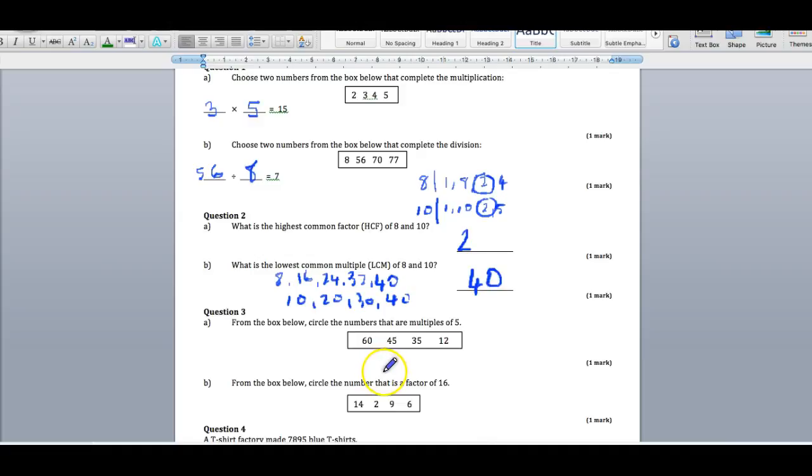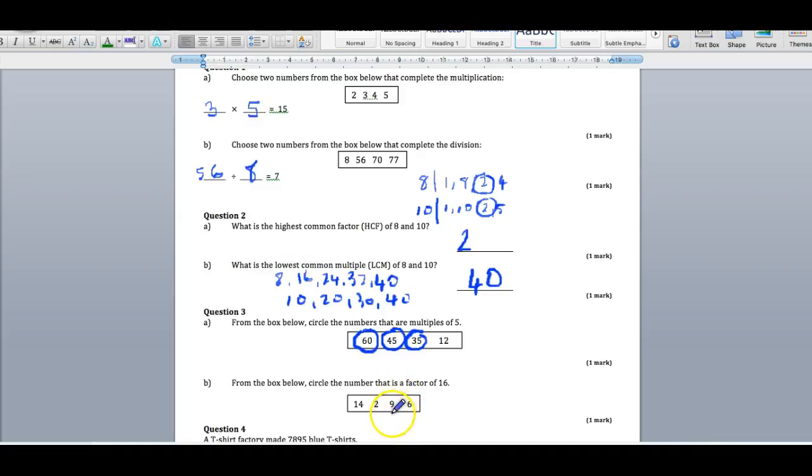From the box below, circle the numbers that are multiples of 5. So if a number is a multiple of 5, it either has a 0 or a 5 on the end. So 60. So 5 times 12 gives you 60. 45 is also a multiple of 5. 9 times 5 is 45. 35 is also a multiple of 5. So 7 times 5 is 35. But 12 isn't.